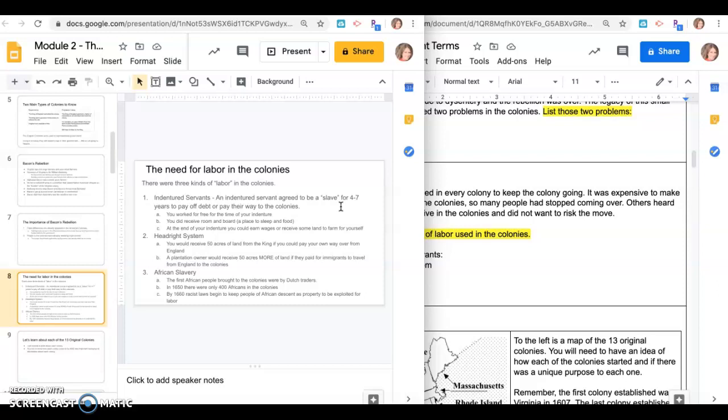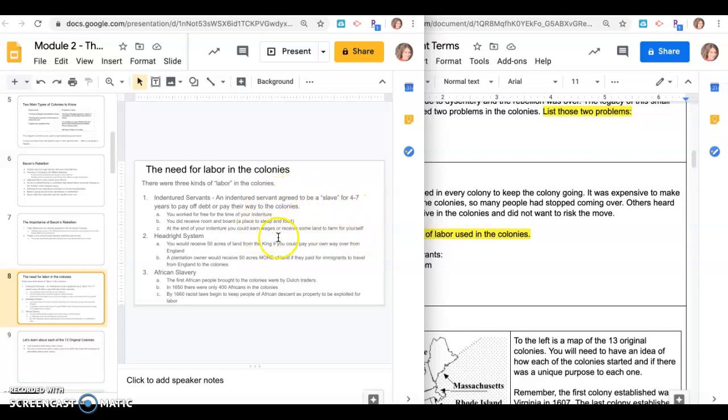An indentured servant in the Americas agreed to come over from England and essentially be a slave for 4 to 7 years to pay off the debt that they accrued from coming over, because it cost a lot of money to put a ship together to come over. You worked for free for the time of your indenture, and you received room and board, which means you got somewhere to sleep and food to eat. And at the end of your indenture, you could start earning wages, or you could get a little piece of land to farm for yourself.